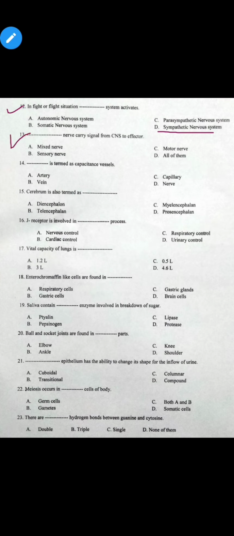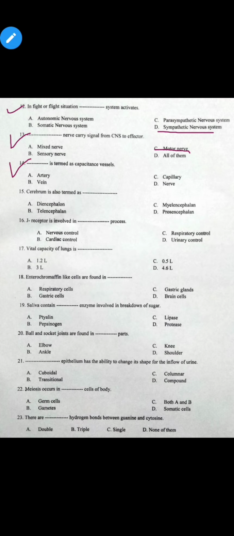MCQs number 13. Dash nerve carries signal from central nervous system to effector. Option A is mixed nerve, option B sensory nerve, option C motor nerve, and option D all of them. So the correct option is the option C, motor nerve. So the motor or efferent division carries motor signal by way of efferent nerve fibers from the central nervous system to effectors, mainly glands and muscles.